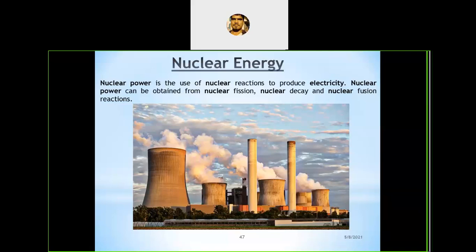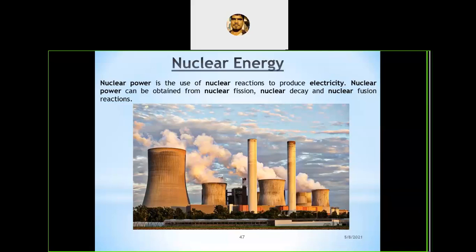Nuclear energy is the use of nuclear reactions, and that nuclear reaction is related to the atoms or minute particles. From this, we are going to extract the energy. That energy is called nuclear energy. Then nuclear energy is converted into a useful form of energy called electric energy. From the nuclear power plant, we can directly convert the nuclear energy to electrical energy, and that electrical energy fulfills our day-to-day life needs.